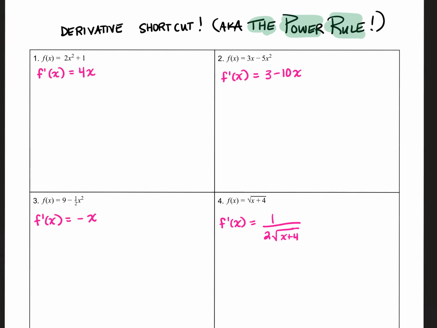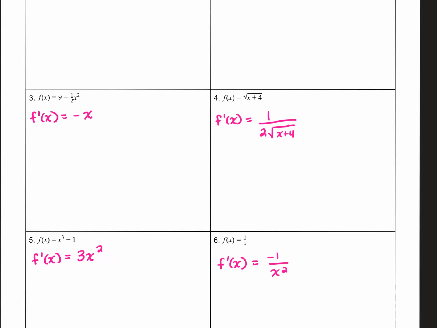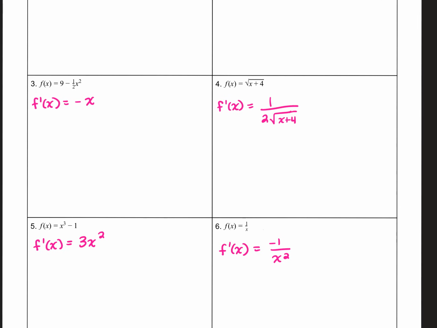So for number 1, we had the original function f of x is 2x squared plus 1. The derivative was just 4x. Second function you had f of x is 3x minus 5x squared. And the derivative ended up being 3 minus 10x. And I'm going to pick just a few of these to look at right now, and then we'll go back and look at a few of the others.